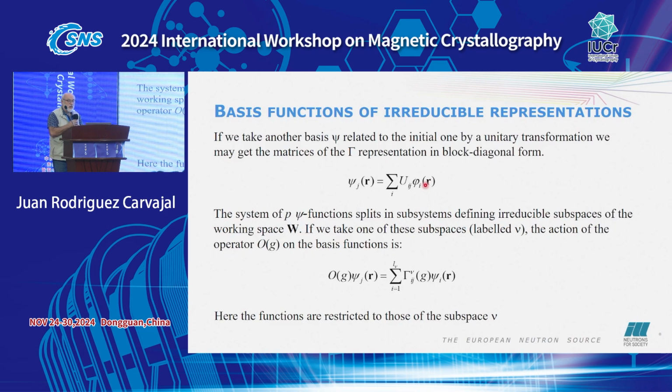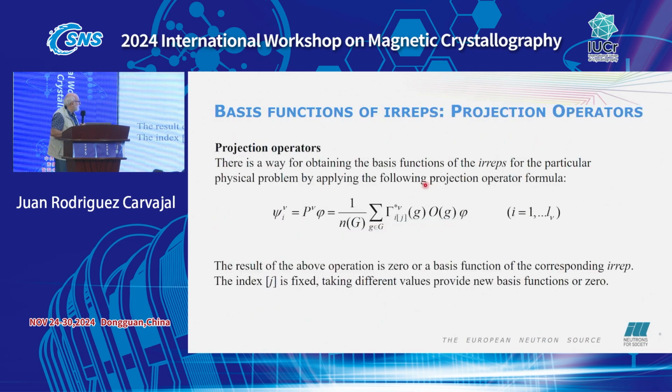There is a way of obtaining the basis vectors. This is the so-called projection operators. When you have an arbitrary function and we use a projector, this projector is defined by this up to here. This part acting on a function phi gives you some function here. Then the function is maybe 0 or another function. When you get a function, this is a basis function.